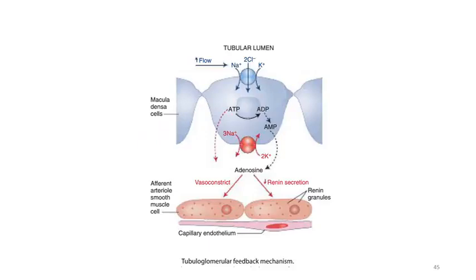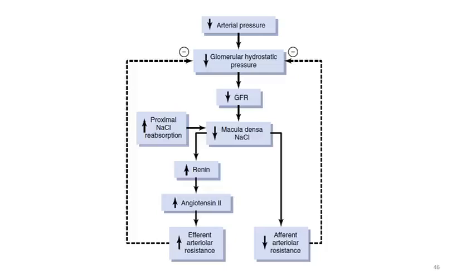In this picture you see the same mechanism we have talked about: the adenosine generation due to ATP consumption due to sodium potassium pump activity, and also the effects that we have talked about. Adenosine leads to vasoconstriction, and also reduces renin secretion that finally will dilate the efferent arteriole. In this diagram you see the same mechanism that we have talked about.